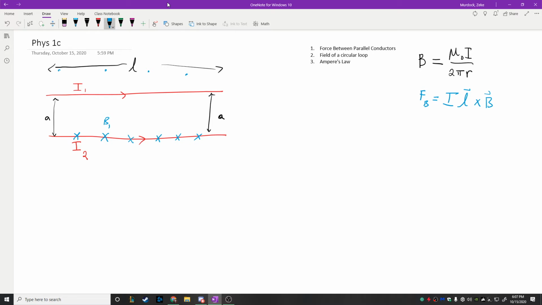So what I would say is that there's going to be a force. We could call it the force of 1 on 2, or I'm just going to call it F2. And that force would be equal to the current I2 times the length here, which we're saying is L. And we need to multiply that times the magnetic field B1.